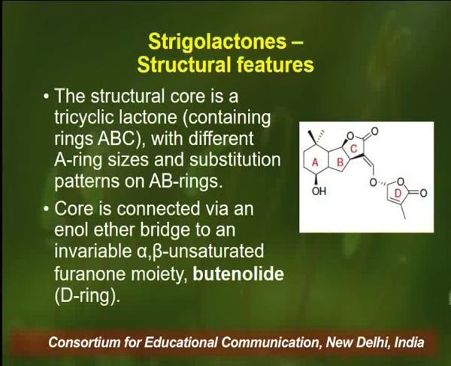Now ring D is attached through the enol ether linkage. This forms an important character of the structure of strigolactones, because ring D along with the enol ether bridge is important for the biological effects exhibited by the strigolactones. In simple words, you can say that ring D along with the enol ether linkage is the major biologically active part of the strigolactones.